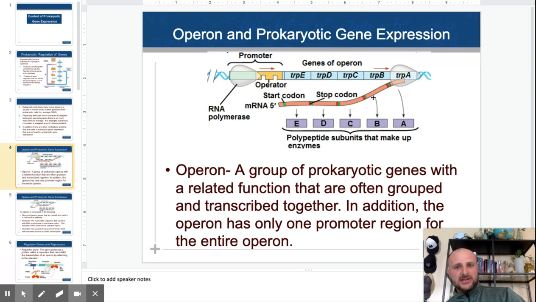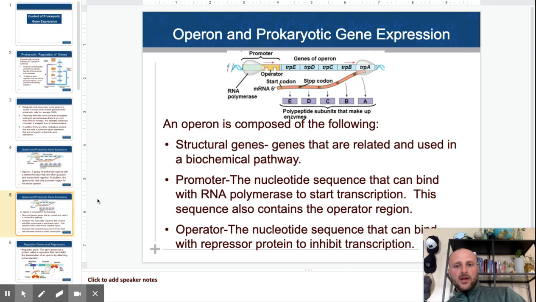We're going to be talking about these operons as we go through. There's a couple parts of an operon that you need to know. You have a promoter region, which is where the RNA polymerase can bind on and begin to make the RNA strand. You also have an operator region, which is a segment of DNA that a repressor protein can bind onto and actually inhibit the transcription. So if something's bound there, you can't make the rest of this gene, essentially turning the gene off.